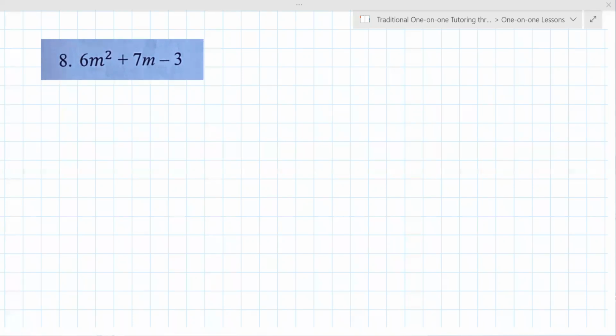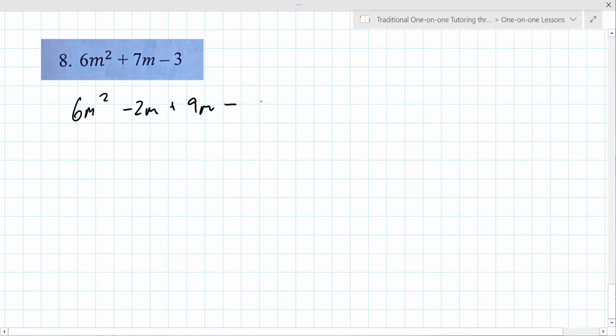How are you doing on this one? Good. I'm almost finished. Okay, I think I just finished. Okay, so what did you put here in the middle for 7m? Minus 2m plus 9m. Minus 2m plus 9m minus 3.